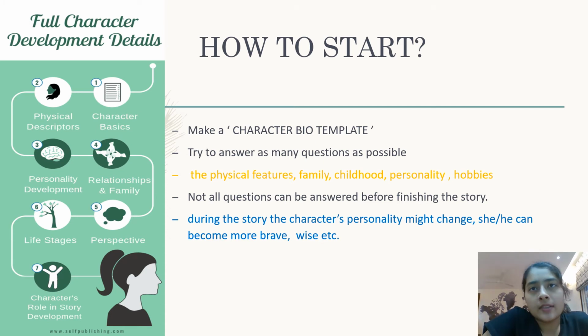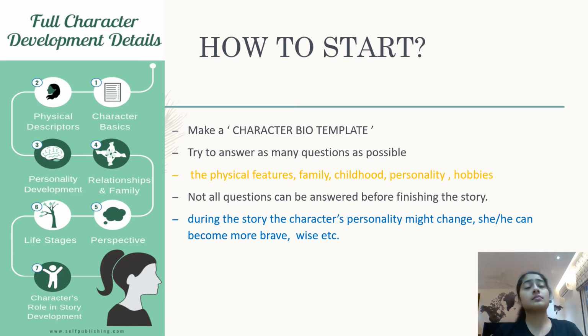Now, a character bio template is nothing but writing down basic facts about a character, the likings of a character, the health, the background, and basically the relevant information about a character that you need. Now you need to remember one thing, that while you have to try and answer as many questions as possible, like the physical traits or the family information and everything, there will always remain some questions which you cannot answer. For example, there are some questions which you can only answer once the story is done, and there are some questions which might not be even relevant in your story.